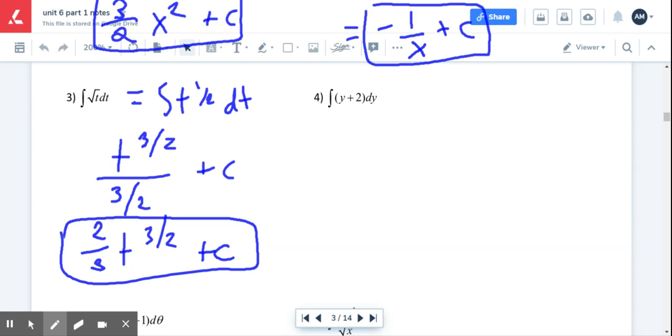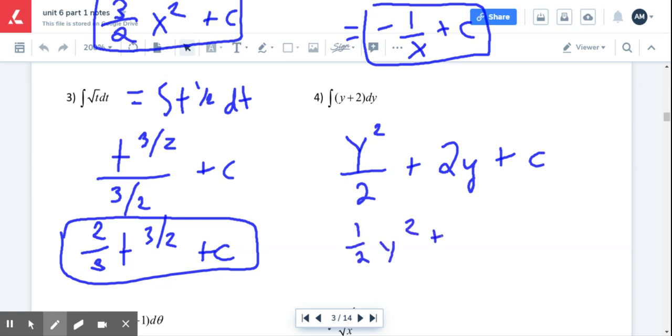Now this one over here has 2 terms, but that doesn't really change too much. We're just going to do one at a time. So the first one is y to the first power. So we add 1 to the exponent. So it's y squared divided by that new exponent, so y squared over 2. And then plus 2y. That's one of those rules from above, plus c. So this leaves us with 1/2 y squared plus 2y plus c.